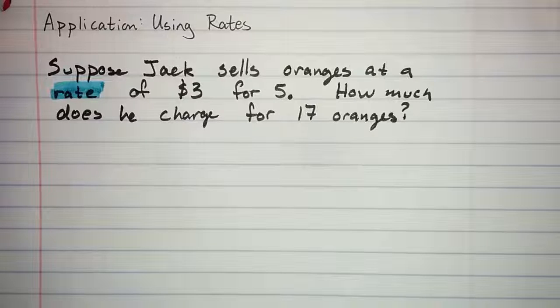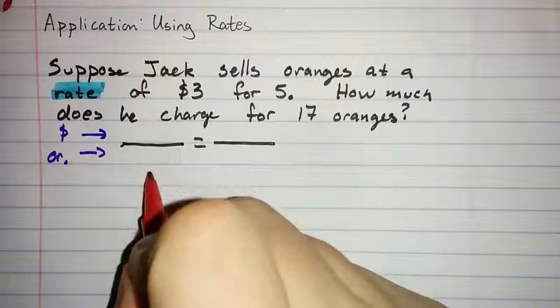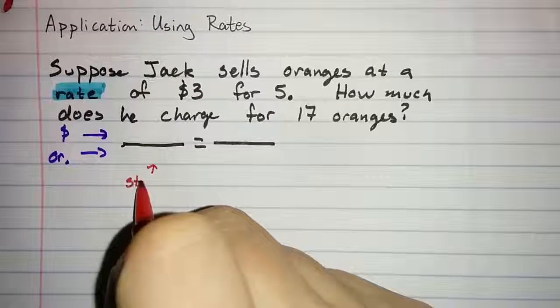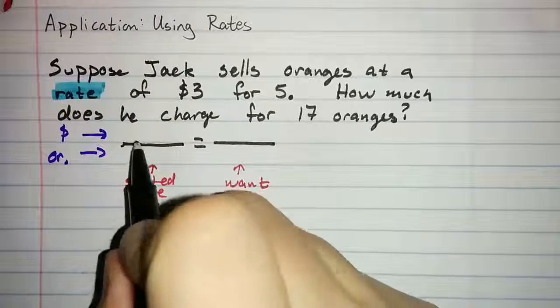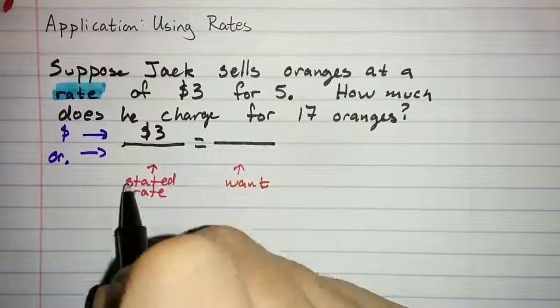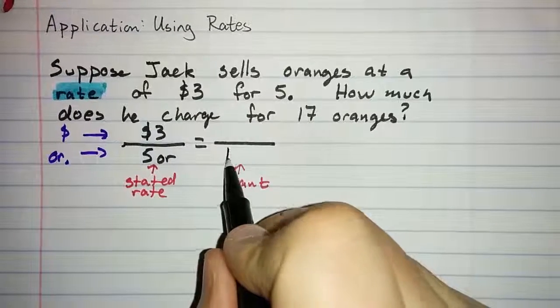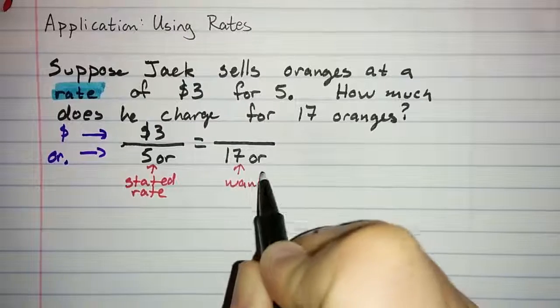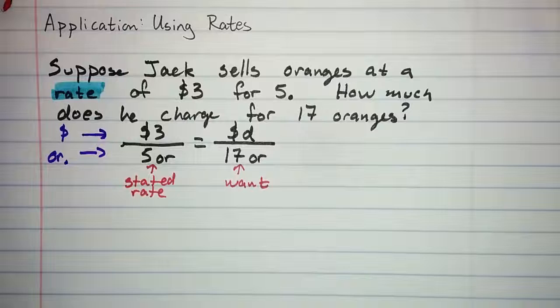So to find out how much he charges for 17 oranges, I'm going to set up the rate of dollars per oranges. The first ratio I'm going to get from the stated rate, and the second I'm going to get from what I want. The stated rate is $3 for 5 oranges. What I want is 17 oranges, and that's going to cost me D dollars.